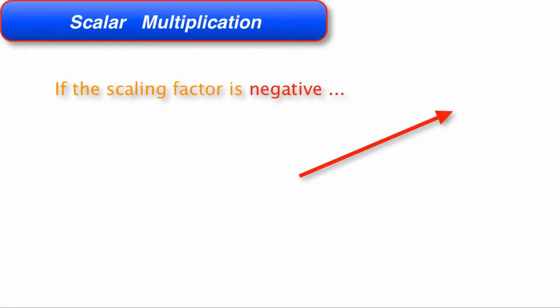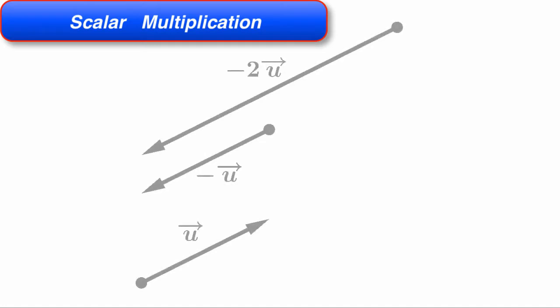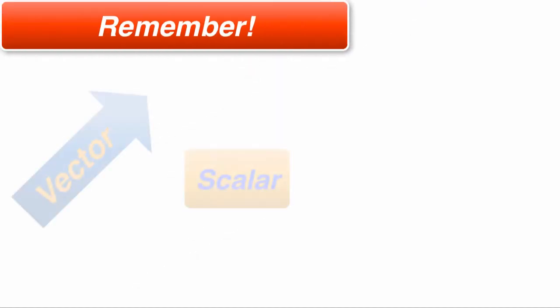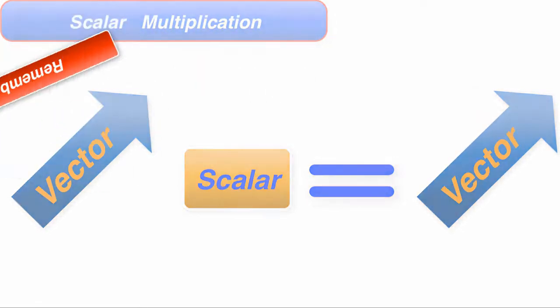If the scaling factor is negative, the resulting vector will change to the opposite direction on the same line. For example, if we have vector u, negative of u is a vector with the same magnitude as u, but in the opposite direction. And another example is negative 2u, a vector opposite to u, but with twice the magnitude. Keep in mind that multiplying a vector with a scalar also results in a vector.